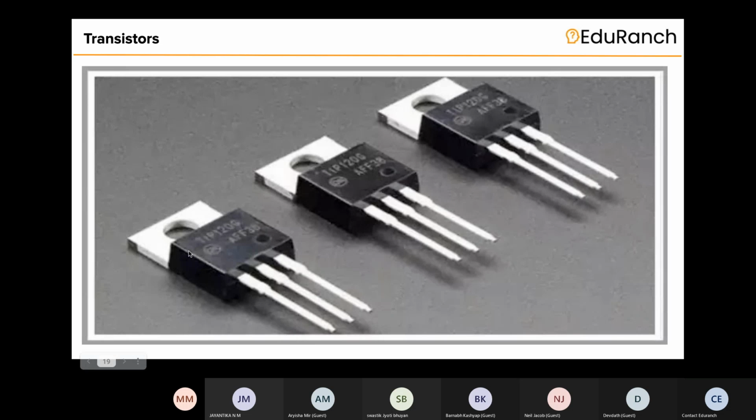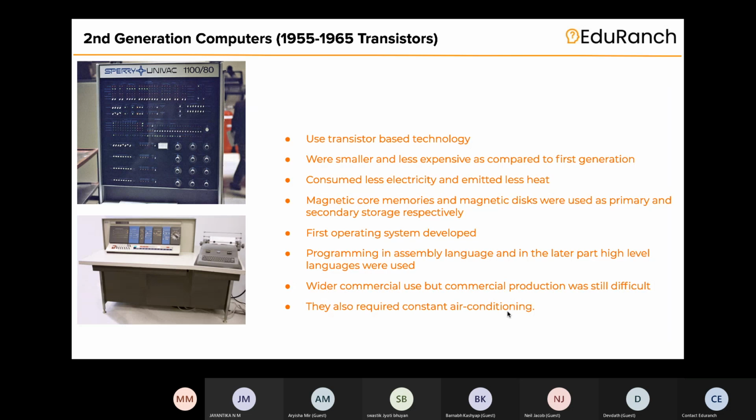This is the first stepping stone of the electronics world in the computing world, when we invented the transistors. Basically, transistors made the whole computer very small. From large rooms, the computer started fitting on the desktop. You see on the bottom, these are the second generation computers, which used to work on transistors.